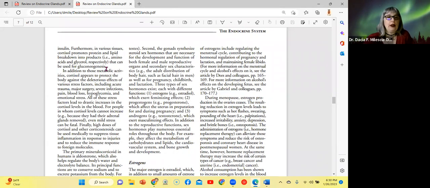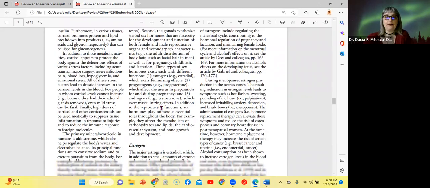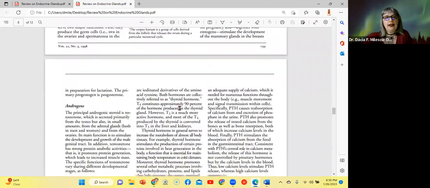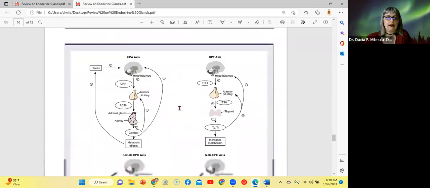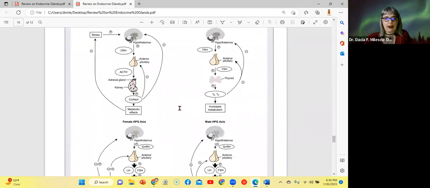Cortisol, as you know, has to do with all of the deleterious effects of stress. Cortisol levels will shoot up during major surgery, during trauma, severe infections, pain, blood loss, hypoglycemia, and emotional stress. All right, so I think you could read all this on your own. I think I did a good job explaining everything.